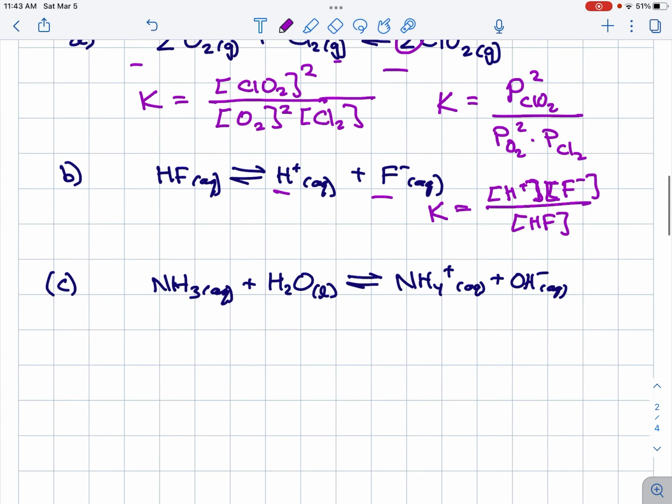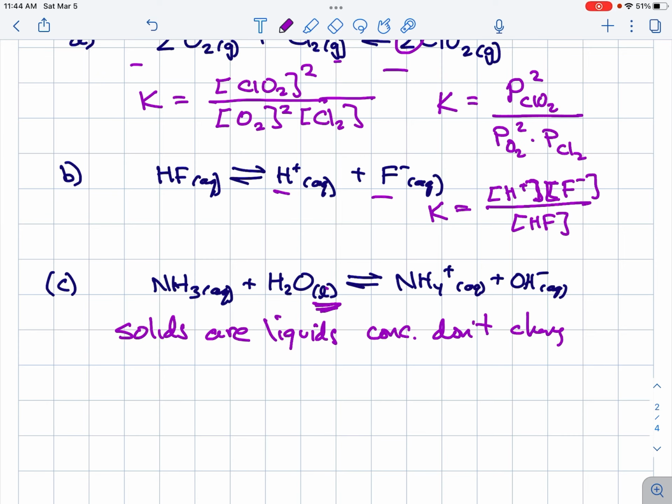All right. This last one here brings up an interesting issue. Notice that the water here is in the liquid form. Solids and liquids, basically their concentrations don't change during a reaction because think about what concentration means. It's the number of particles per volume, right? So a liquid can't get more particles per volume because it just depends on its density, okay? So the way we get around solids and liquids concentration is we just pretend that their concentration equals 1 and we move on with life.